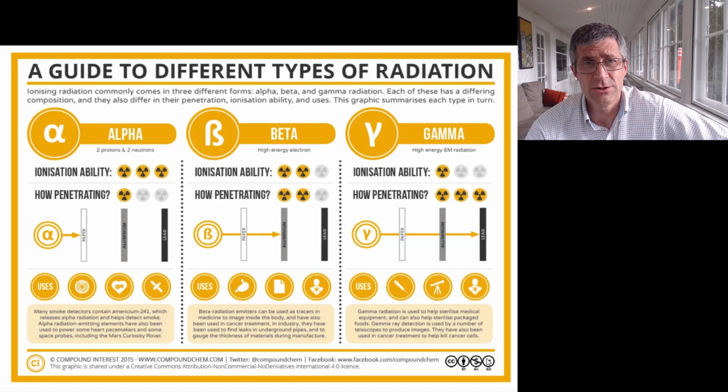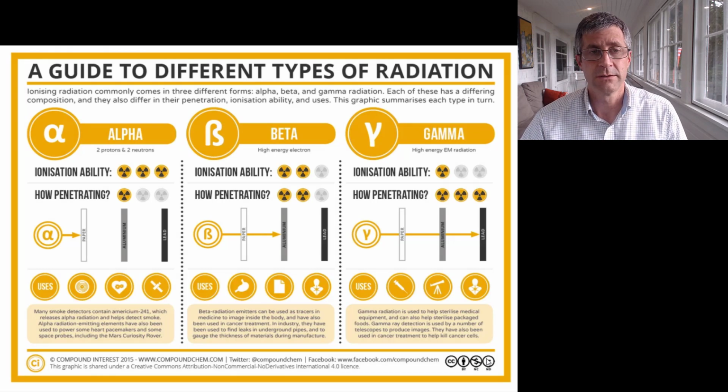Lastly, gamma particles. Gamma particles are just energy, so we have a different way of representing that, and they have the most penetrating power, so they're the most dangerous. They get blocked by lead, but not aluminum or paper. They're used for a variety of things, including irradiation of food and sterilization of equipment.